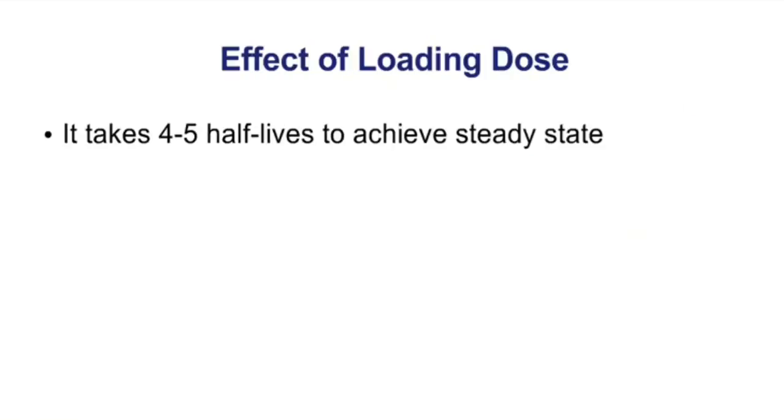We also want to look at the effect of a loading dose. We know that it takes 4 to 5 half-lives to reach steady state. So if we're giving a drug by maintenance dose, we know that that's going to take a period of time. For some drugs with longer half-lives, that could be quite a long time. Some drugs have half-lives of more than 12 hours. It's going to take probably a few days for certain examples to reach steady state.